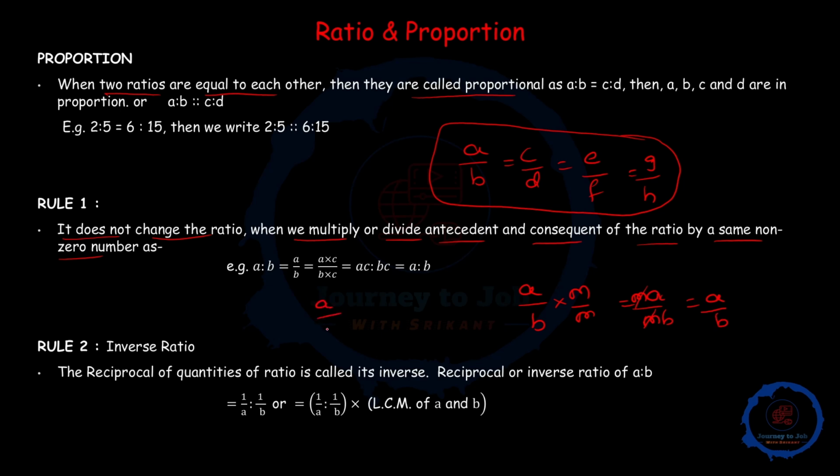Suppose you divide this ratio by n, divide A by n and divide B by n. So it will also cancel and finally you will get a by b only. So if you multiply or divide a ratio with a non-zero number, okay, zero you cannot multiply and divide. Non-zero number means it may be either a positive number or a negative number also. If you multiply or divide with a negative number also, the ratio won't change. Okay. Next, inverse ratio.